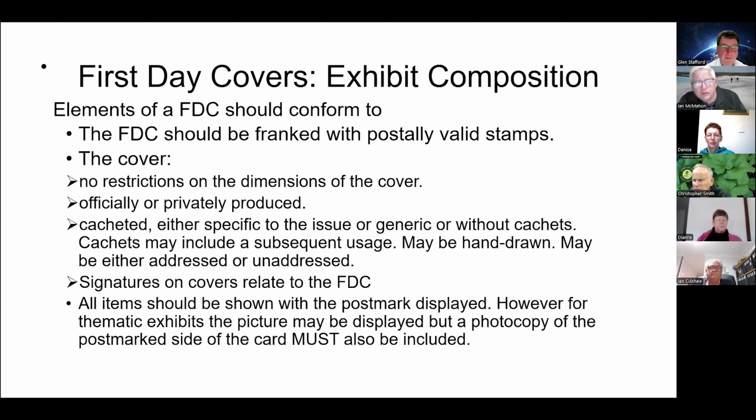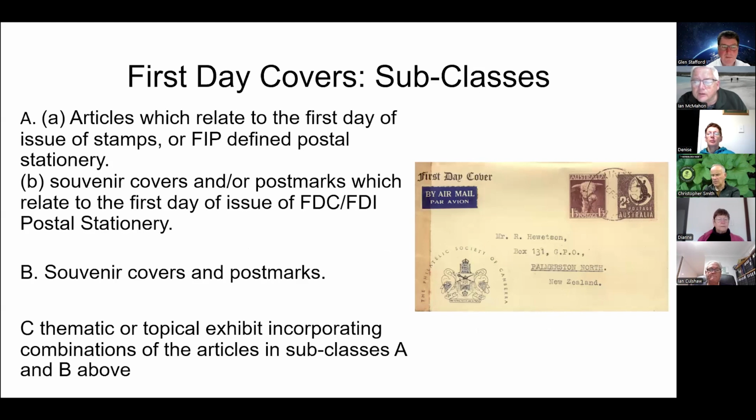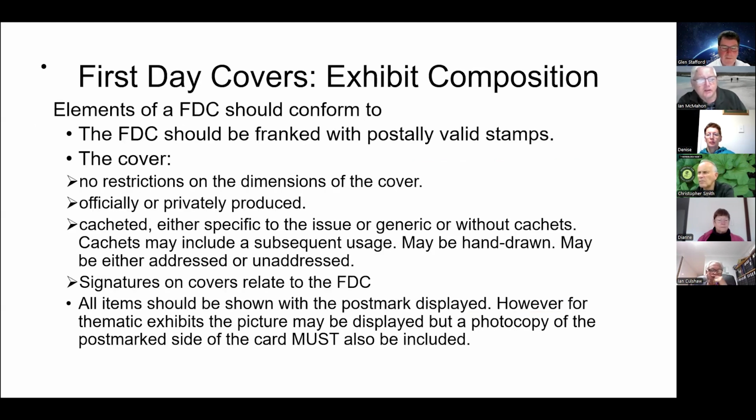So we've mentioned already, really, that the first day cover should be franked with postally valid stamps. No restrictions on the dimensions of the cover. The first day cover can be officially or privately produced. So you could buy it from Australia Post, or it could be, as was very common before about 18, before Australia Post started issuing specific covers for each issue, there are many more privately produced covers around. So it can be privately produced covers and a study of the covers of, say, the Wesley Cover Service, or the Philatelic Society of Canberra, which would make a nice one-frame display, provided you could find some.